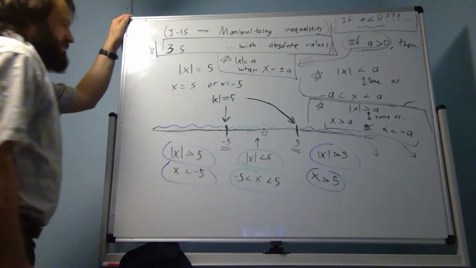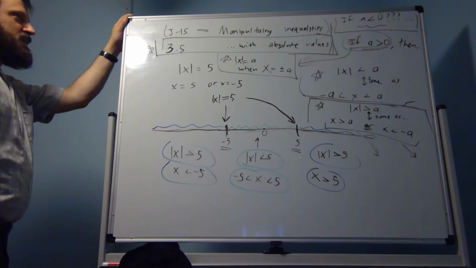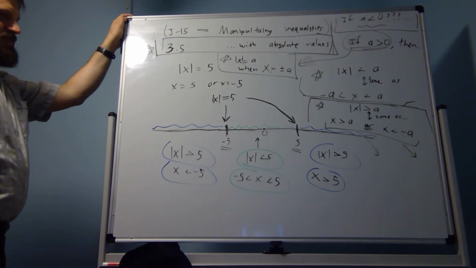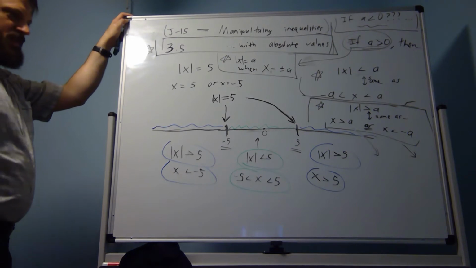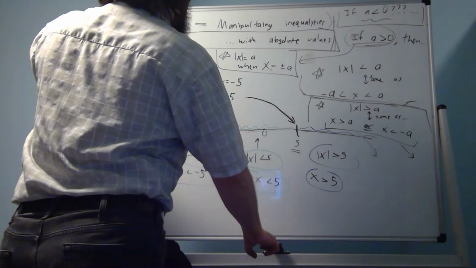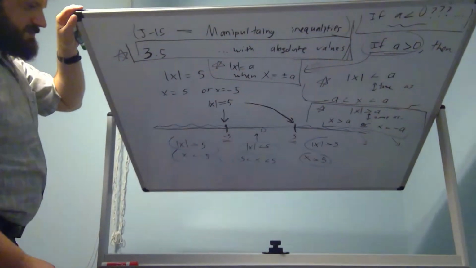So the answer might be an interval, or it might just be always, or it might be never. It could be the empty set, could be the entire real line. So it's something to think about. But anyways, let's just jump into the problems.